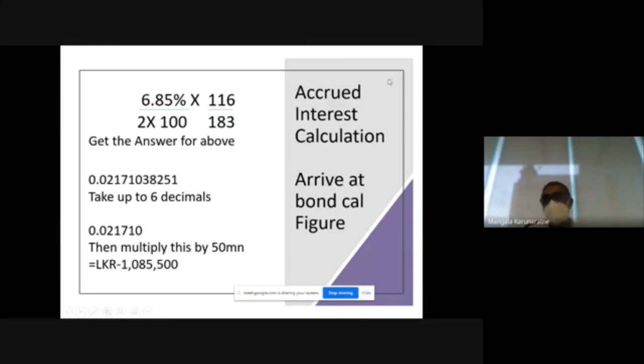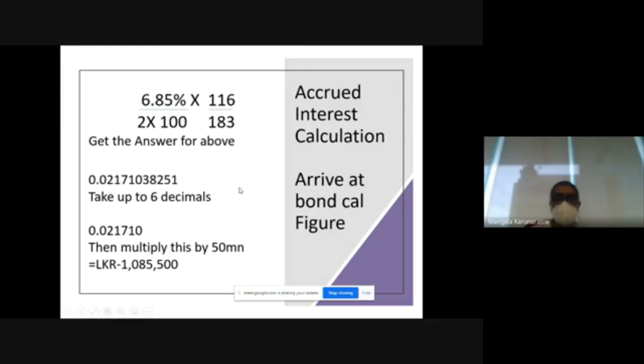Now, the accrued interest calculation we did theoretically. We did the theoretical way, and we got an answer. And now I want to show you how we arrive at the same thing from the bond cal. The bond cal figure is a little bit different. There's a small difference between this figure and the bond cal figure. But why it is so, and what we should do to arrive at the bond calculator figure, we should adopt this method.